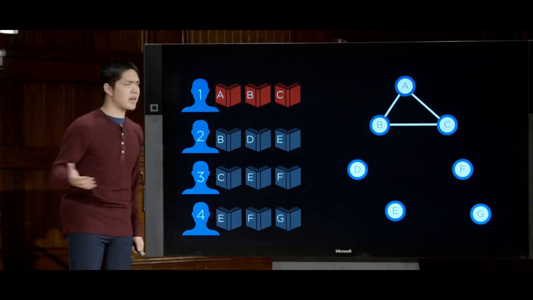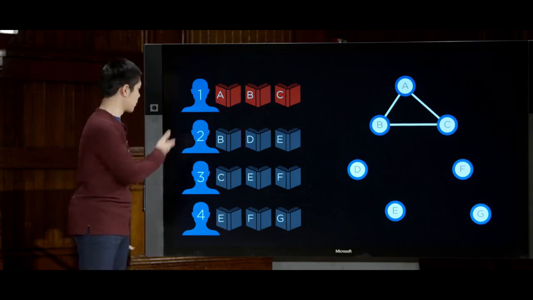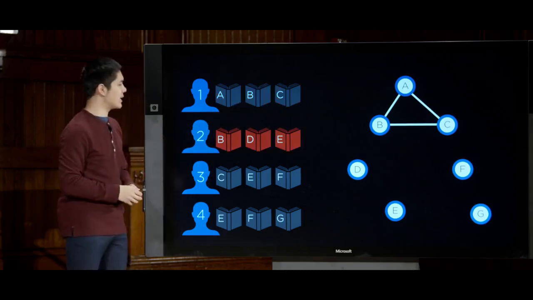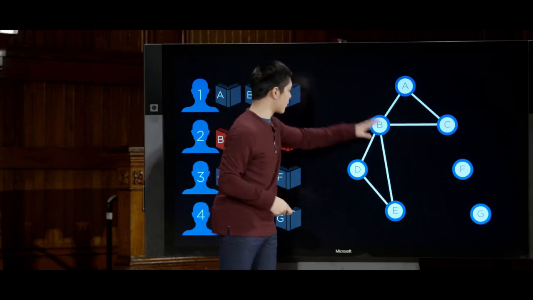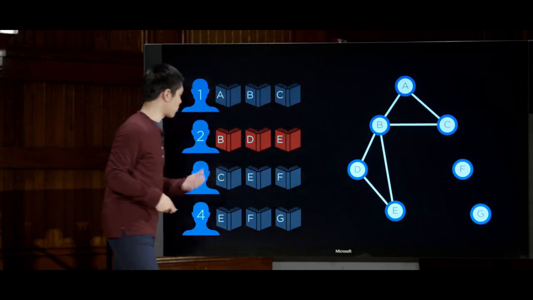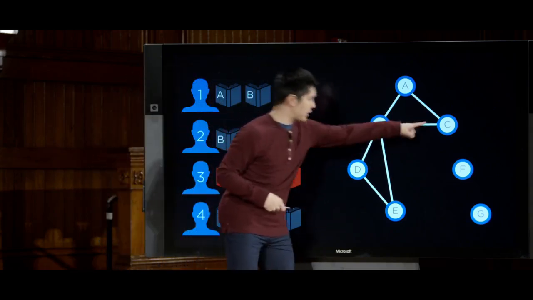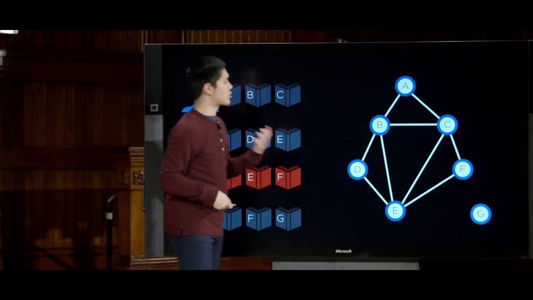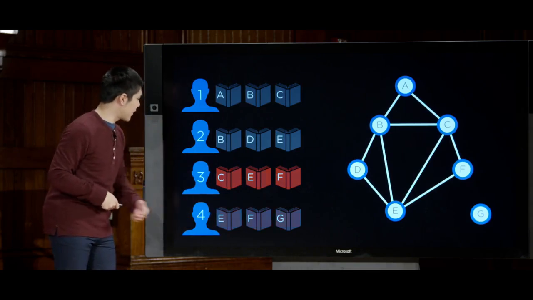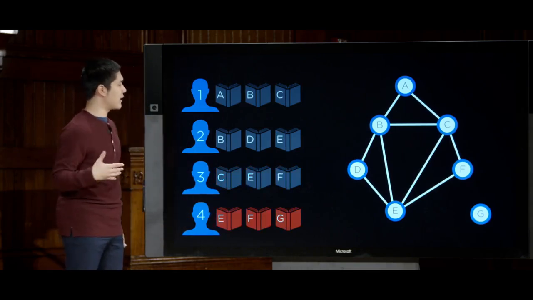And then we can do the same thing for each of the other students. So for student 2, who's enrolled in courses B, D, and E, well, that means B, D, and E all need to have edges that connect each other as well. Student 3 is enrolled in courses C, E, and F. So we'll go ahead and take C, E, and F and connect those by drawing edges between them too. And then finally, student 4 is enrolled in courses E, F, and G.